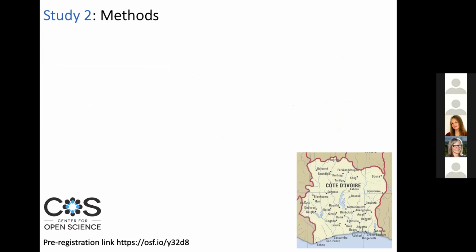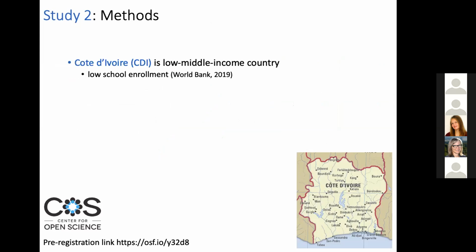So Cote d'Ivoire is a francophone country. It's Ghana's neighbor on the west side. But unlike Ghana, Cote d'Ivoire has a preschool enrollment. It's estimated at approximately 8% of children. So approximately 8% of children are enrolled in school, and this is almost exclusively in urban areas. So the enrollment rates would be much lower if we considered rural areas. And Cote d'Ivoire is the largest producer of cocoa in the world.